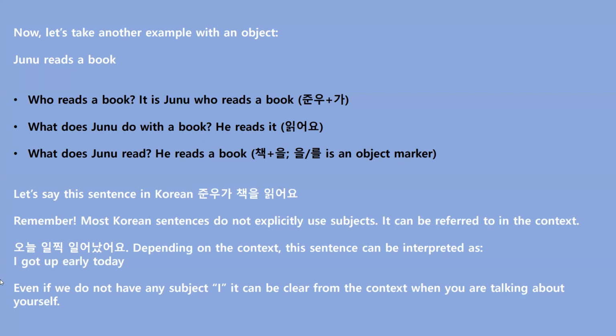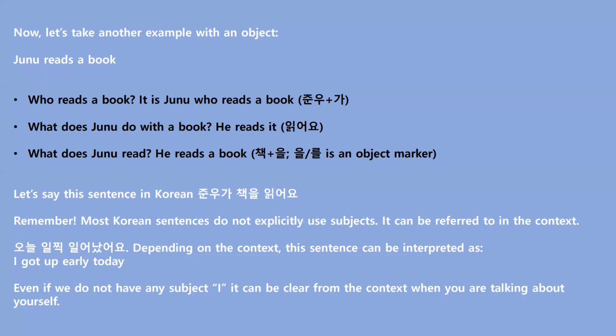So in this sentence, 오늘 일찍 일어났어요. So 오늘 is today, 일찍 is earlier, and 일어났어요 is got up. So we don't have a subject here, right? Who got up earlier? It can be me or it can be another person. So we don't know. It can be referred to from the context. So you need to look at the context. So that is very important.